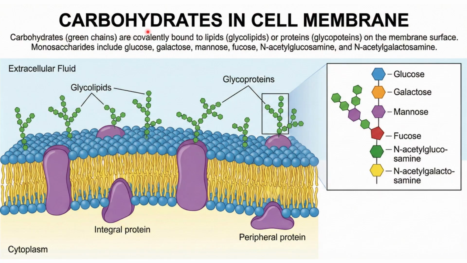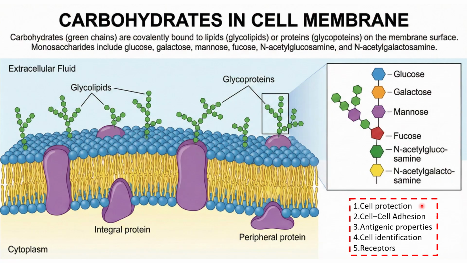The carbohydrates in the cell membrane exist either as glycolipids or glycoproteins. The monosaccharides included in the cell membrane are glucose, galactose, mannose, fucose, N-acetylglucosamine or N-acetylgalactosamine. Coming to the functions of the carbohydrates in the cell membrane, they help in cell surface protection. The glycolipids act as glycocalyx, a protective coat on the surface of the cell membrane, protecting the cell. Hence, cell protection is one of the functions of carbohydrates.